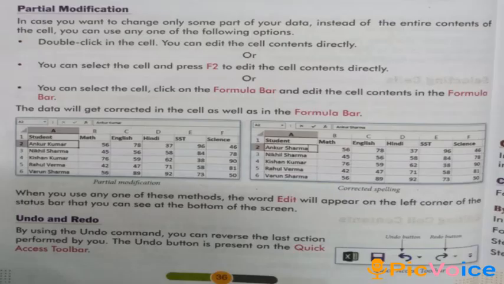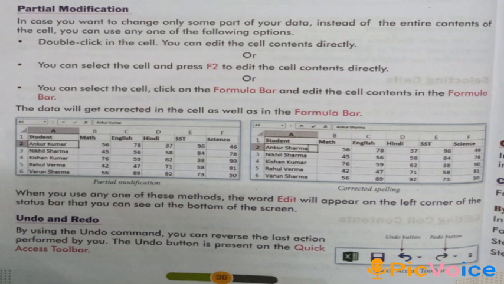Partial modification. In case you want to change only some part of your data instead of the entire contents of the cell, you can use any one of the following options. Double click in the cell, you can edit the cell contents directly. You can select the cell and press F2 to edit the cell contents directly. You can select the cell, click on the formula bar and edit the cell contents in the formula bar. The data will get corrected in the cell as well as in the formula bar.